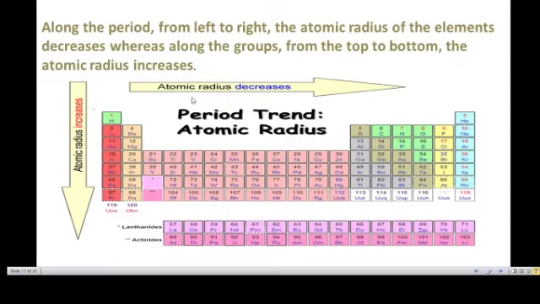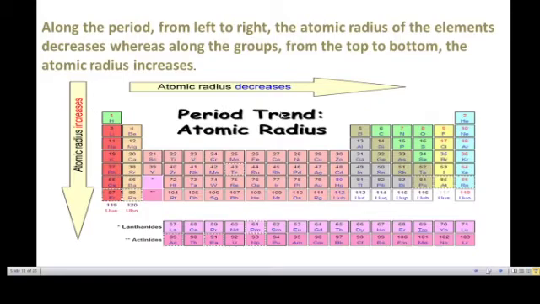So this is the periodic trend of atomic radius. Along the period from left to right, the atomic radius of the elements decreases, whereas along the group from top to bottom, the atomic radius increases. This is the period trend of the atomic radius.